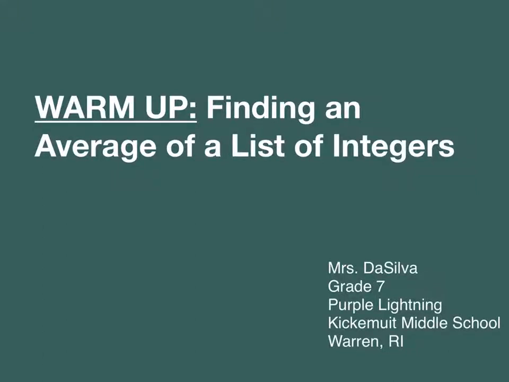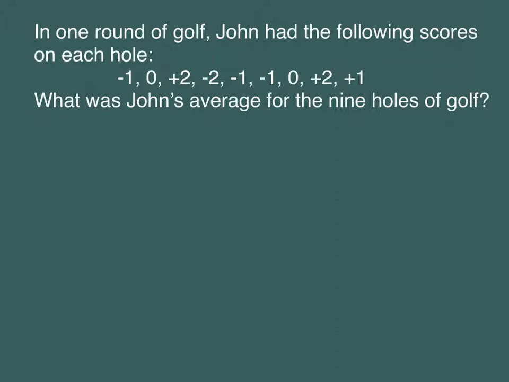In today's warm-up, we are going to be finding an average, which you already know how to do, but instead of having the traditional list of whole numbers, we're actually going to be finding that average using a list of integers. So in this particular scenario, John has played a round of golf, which of course is 9 holes, and these are his scores for each hole. And we're asked to find his average.